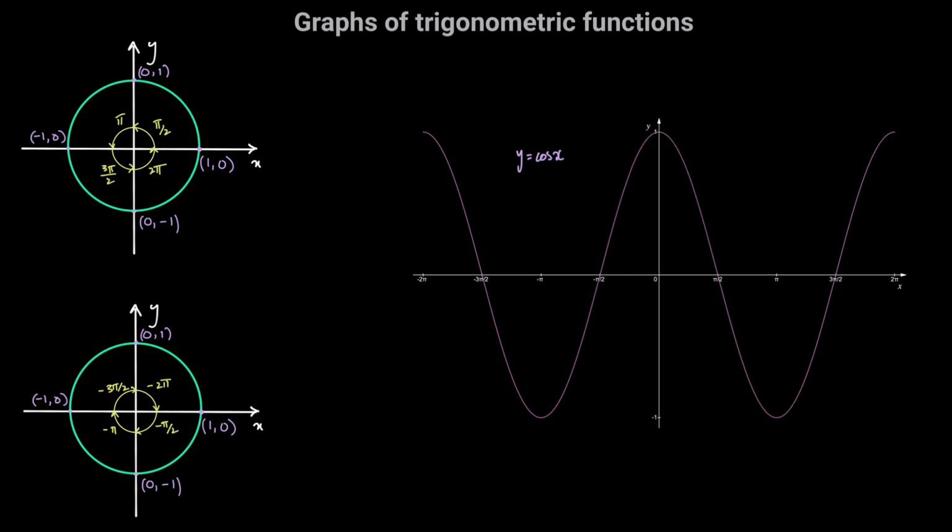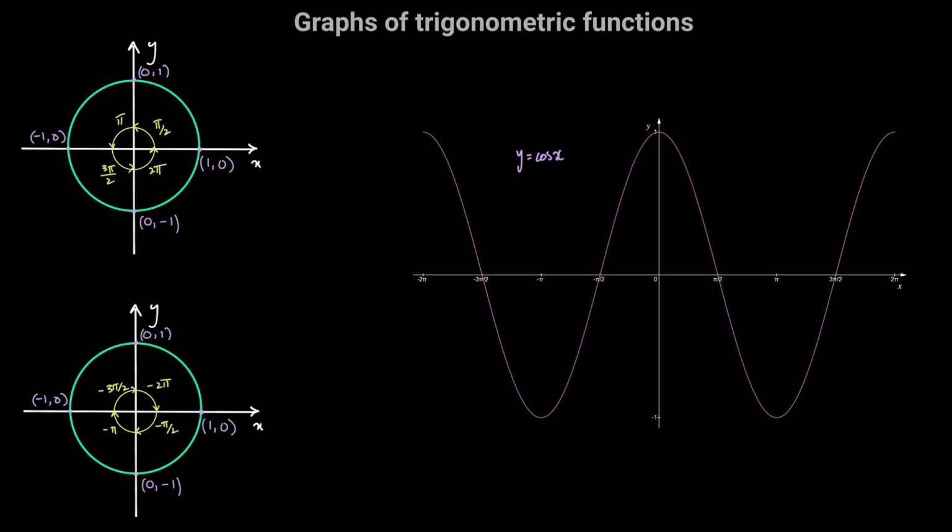And if we increase the angle from 2 pi and beyond, we see that this pattern is going to repeat itself. So we can see that the curve for y is equal to cosine of x completes one full cycle in 2 pi radians or 360 degrees. We can see this cycle complete itself in 360 degrees. Every 360 degrees, we see this curve repeating itself.